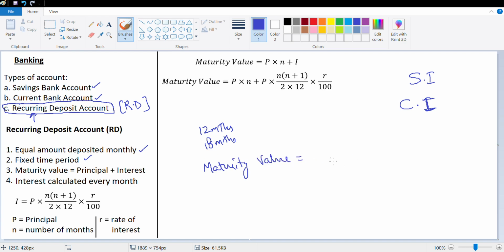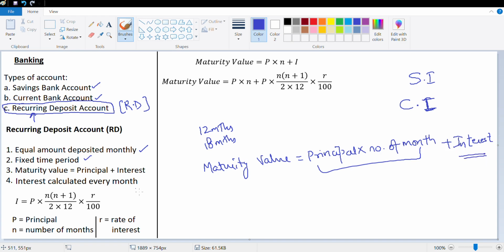Maturity value is equal to the money that you put in, which is your principal, which is principal per month multiplied with number of months. So that's the principal that you put in. So this is the total principal that you put in plus the interest, right? So this is what you get, the money that you put in plus the interest on that money. Now interest is calculated at the end of every month, which means it gets compounded every month.